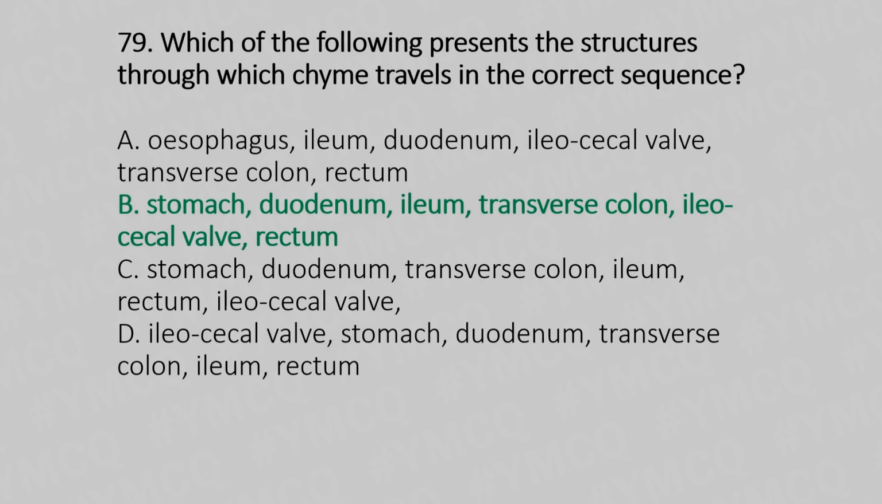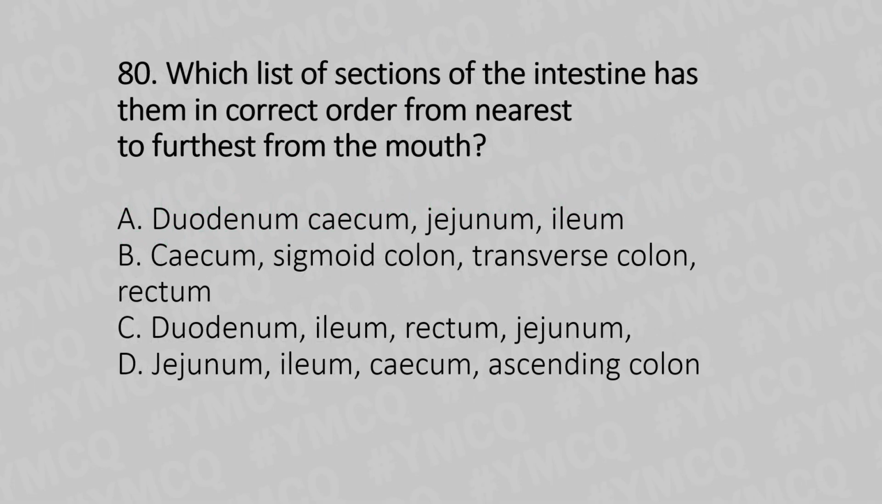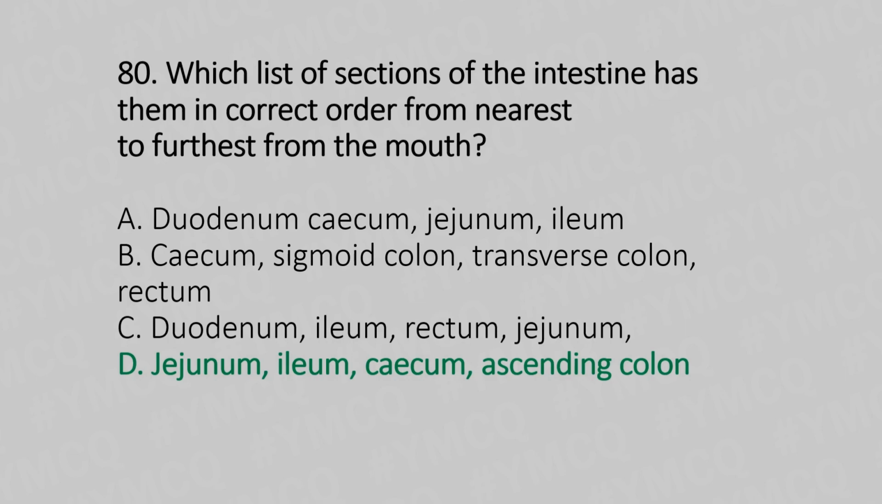Now let's move to question number 80. Which list of sections of intestine has them in the correct order from the nearest to the farthest from the mouth? Option A. Duodenum, cecum, jejunum, ileum. Option B. Cecum, sigmoid colon, transverse colon, rectum. Option C. Duodenum, ileum, rectum, jejunum. Option D. Jejunum, ileum, cecum, ascending colon. And the answer is Option D. Jejunum, ileum, cecum, ascending colon.